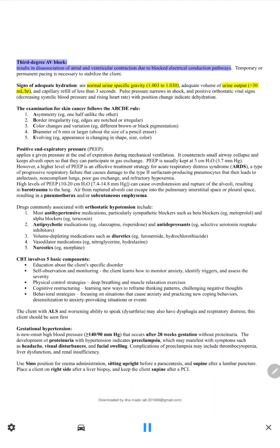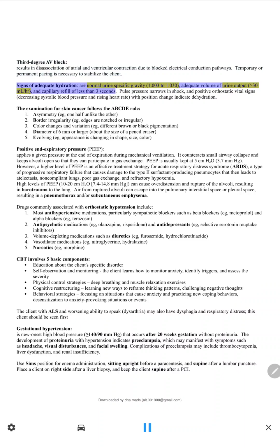Third-degree AV block. Results in dissociation of atrial and ventricular contraction due to blocked electrical conduction pathways. Temporary or permanent pacing is necessary to stabilize the client.